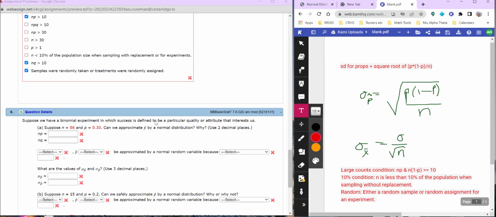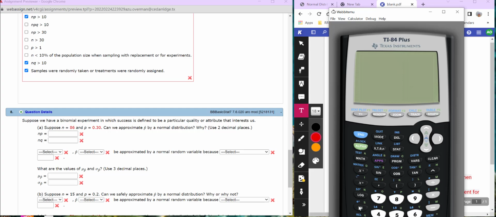Okay. Finally, last but not least, suppose we have a binomial experiment in which success is defined by a particular quality or attribute that interests us. Suppose that n is 86 and p is 0.3. Can we approximate p hat by a normal distribution? So we're just going through these same conditions again. I'm going to take that 86 and multiply it by 0.3. And my value is 25.8.